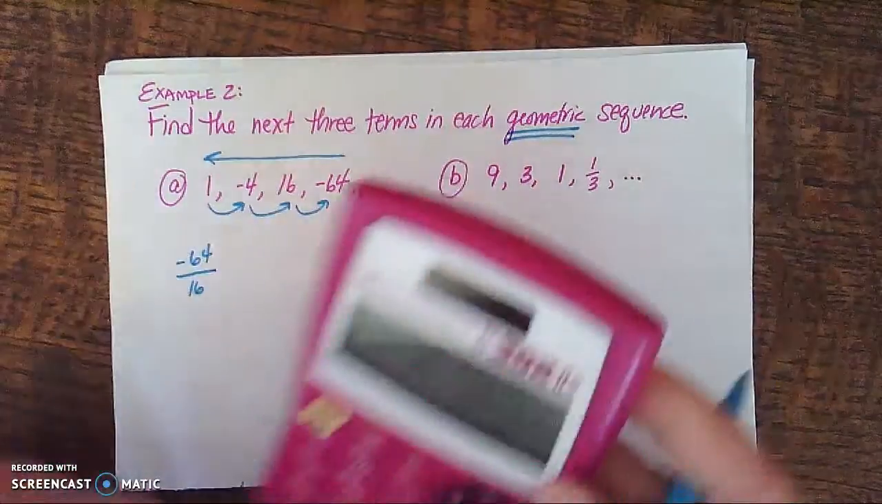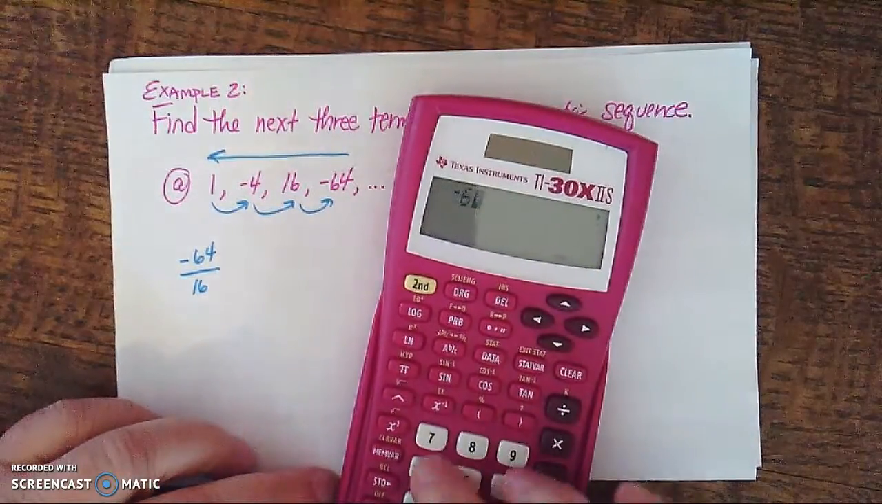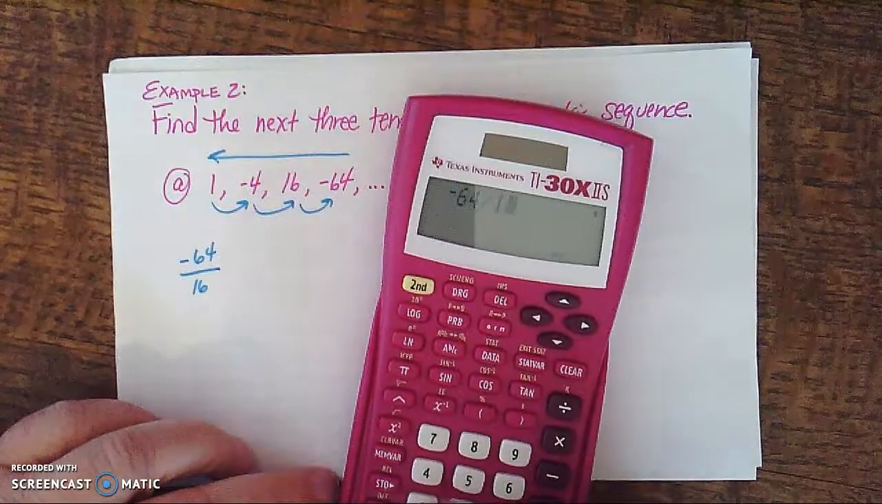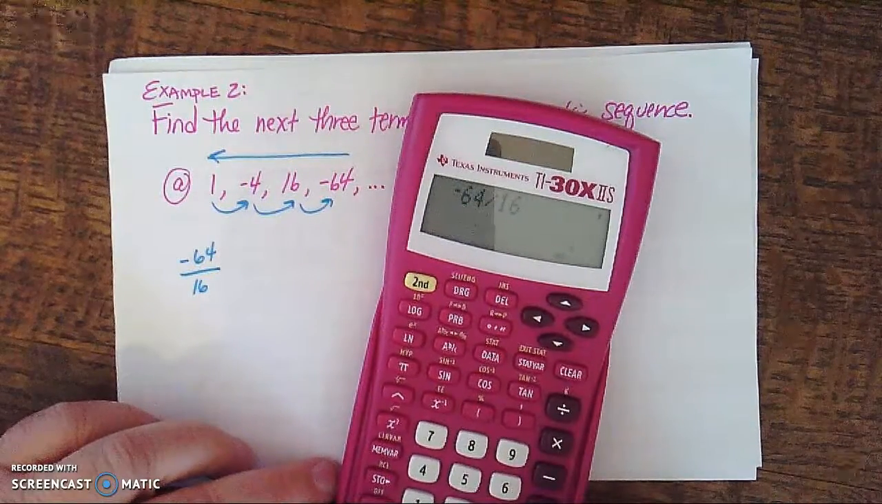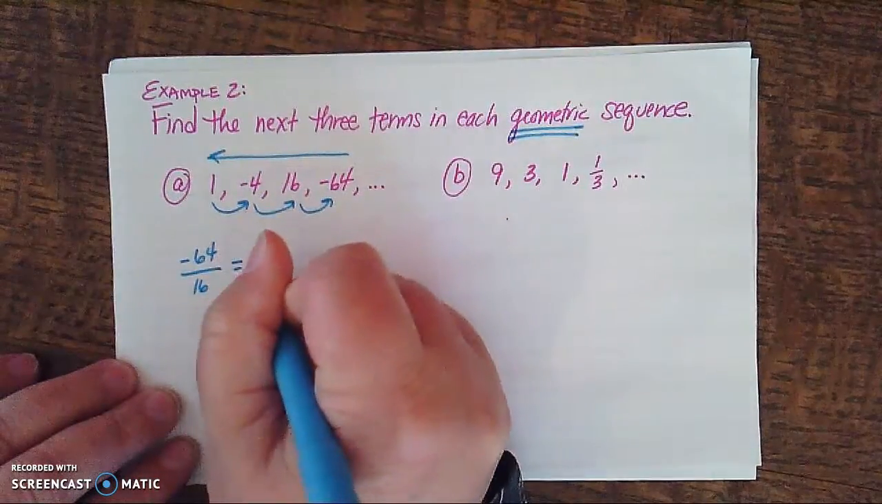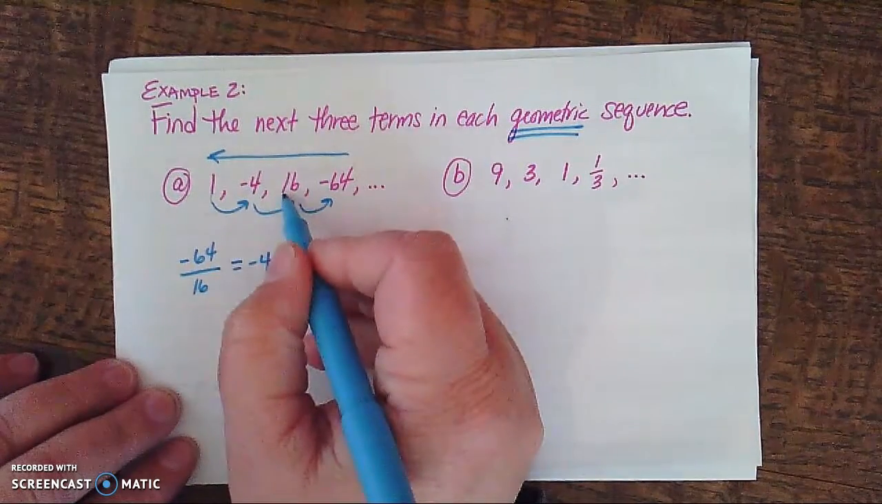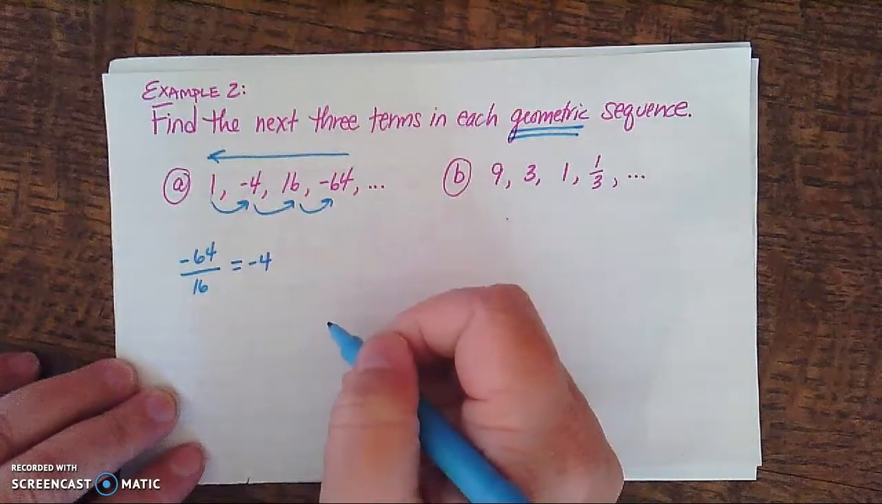If it doesn't make sense in your head, you can use your calculator. -64 divided by 16 is -4. Yeah, 1 times -4 is -4. -4 times -4 is +16. Yeah, that's going to work.